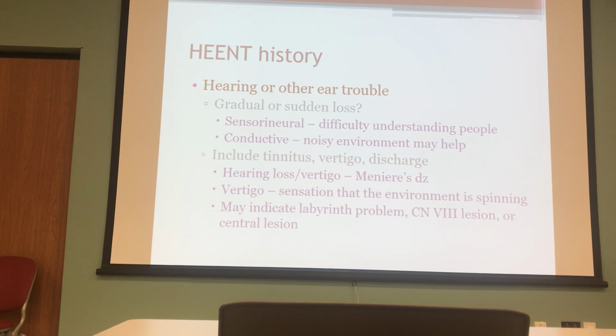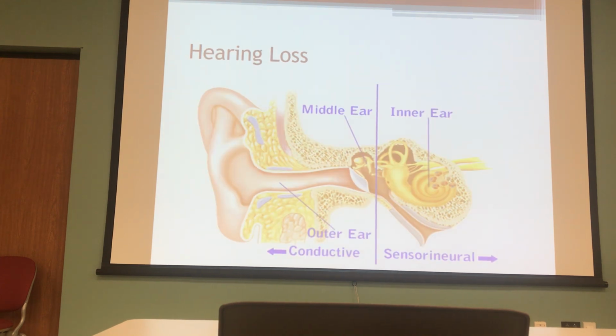Okay, vertigo. Sensation that the environment is spinning. Cranial nerve 8. Labyrinth problems. Okay? Or central nerve lesion. A schwannoma. It's a tumor of cranial nerve 8 that can actually give you these kinds of things. Labyrinthitis will give you the sensation of spinning.